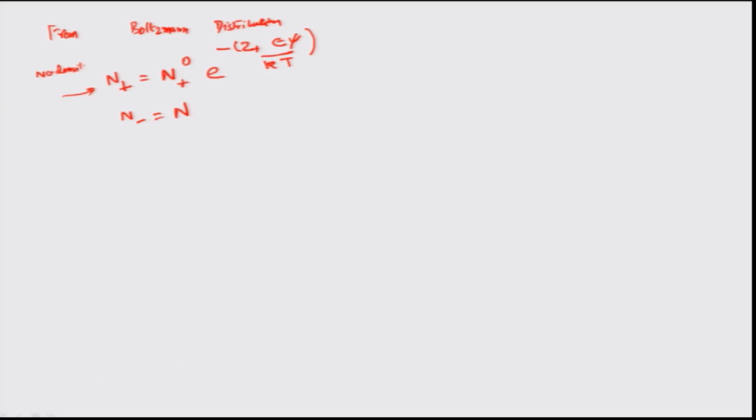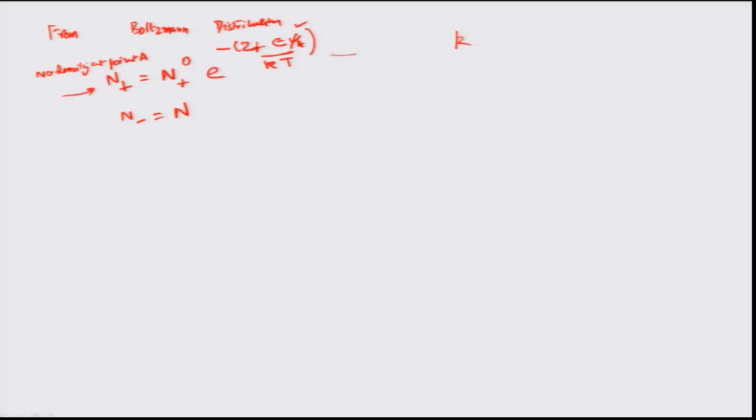So, if we apply the Boltzmann distribution here, from the Boltzmann distribution, n plus could be obtained as n plus 0 e to the power of minus Z plus epsilon psi A by small k times T, and n minus, which is actually the number density at the point A, where the potential function is psi A, is given by n minus 0 e to the power of Z minus epsilon psi A by k T. K is the Boltzmann constant.